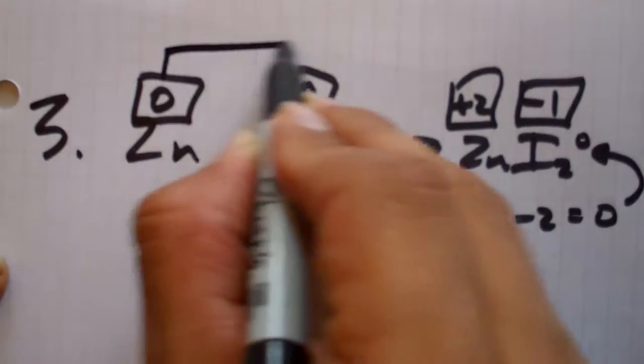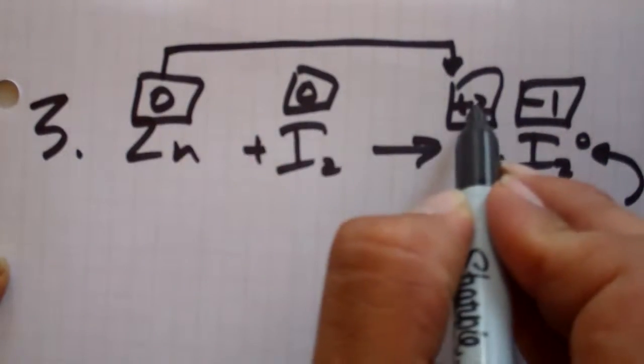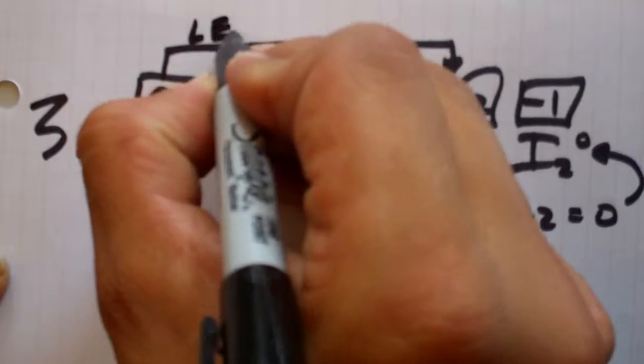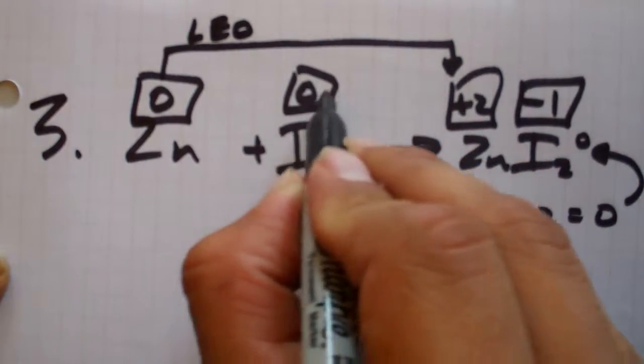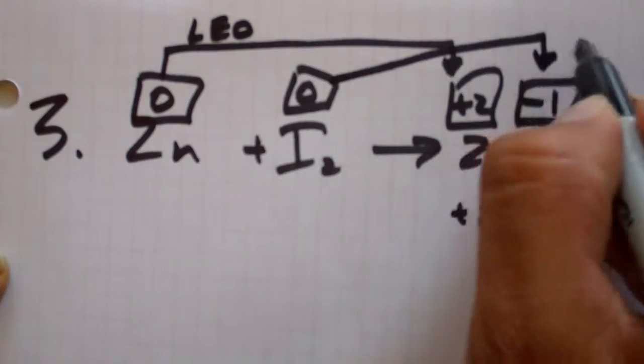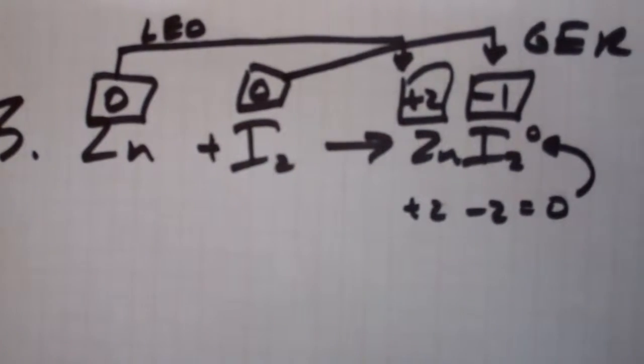So what we see here is that zinc is going from here to here. It is losing electrons from 0 to +2, oxidation, because it's losing negative electrons. And iodine is going from 0 to -1, so it's gaining those electrons. So basically zinc is giving its electrons to iodine.